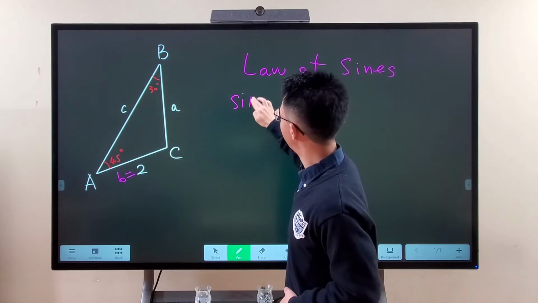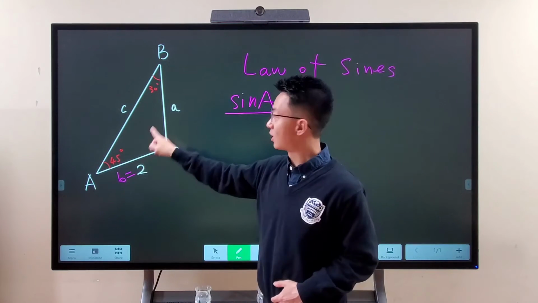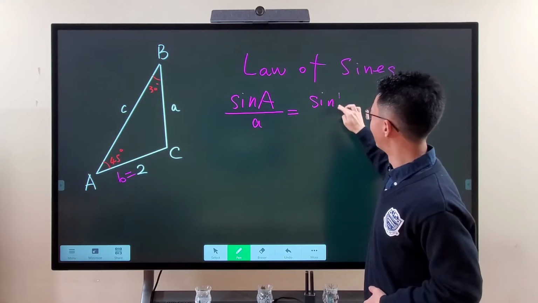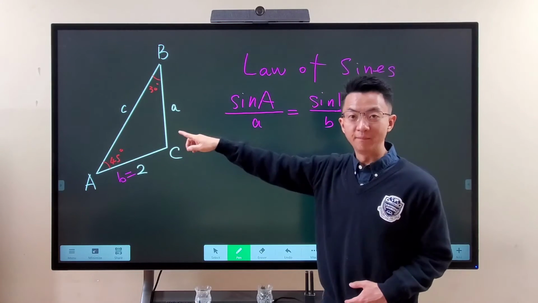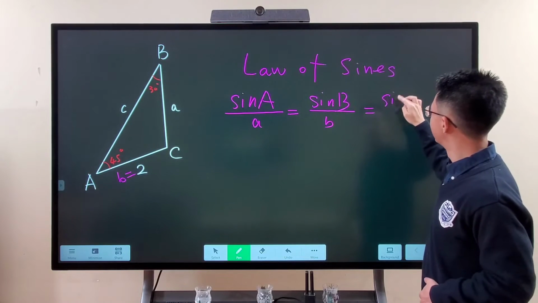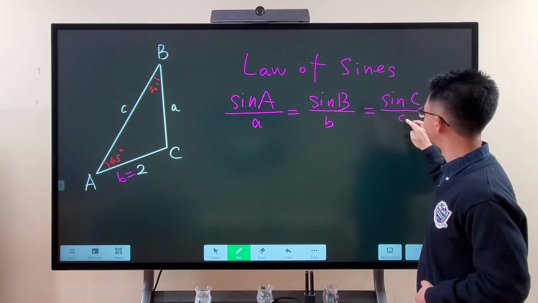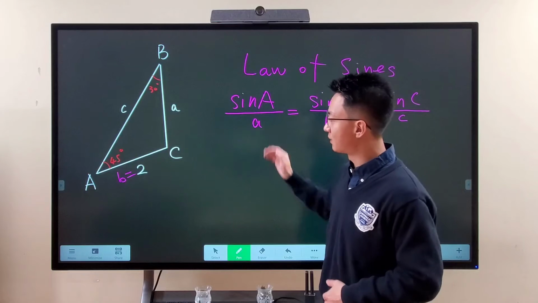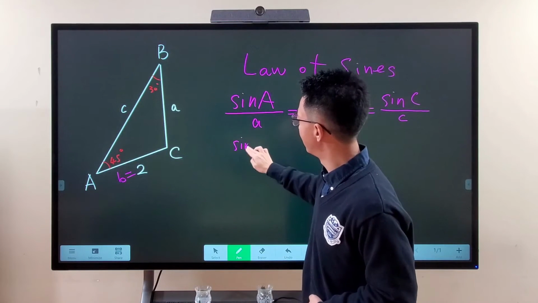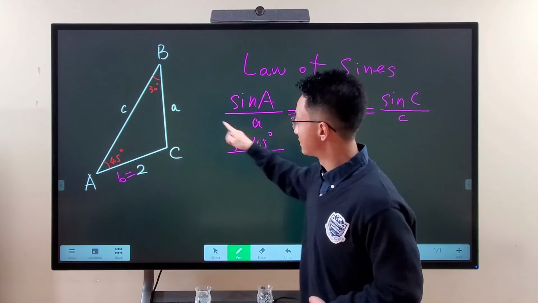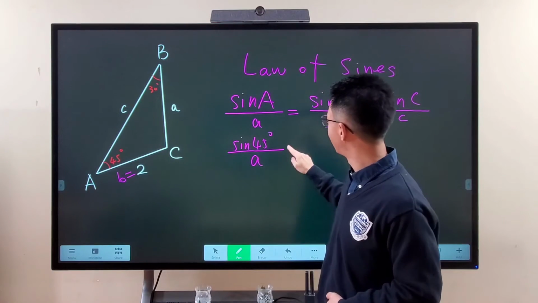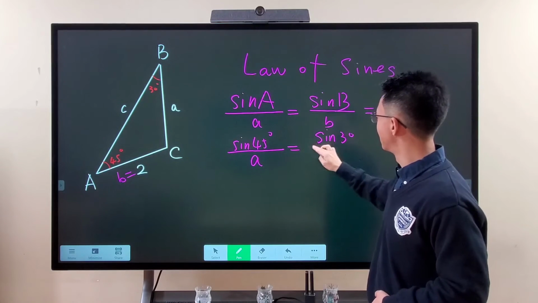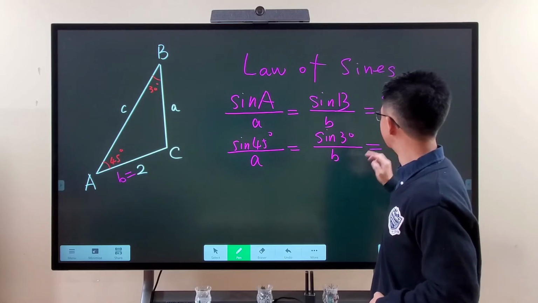So sine angle A over its opposite side a should equal sine angle B over its opposite side b. And sine angle C over its side c should be equal to all the other ratios as well. Let's just put the numbers in there. Sine A, which is sine 45 degrees, and side a is unknown. We need to figure that out. And angle B is given, 30 degrees.